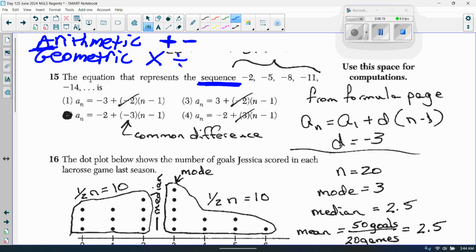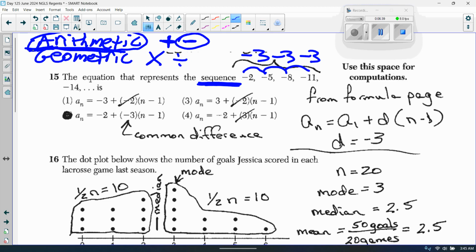So how do we get from -2 to -5? Well, you subtract 3. Well, how do you get from -5 to -8? -3. -8 to -11, -3. And if you really, really wanted to know, from -11 to -14 is also -3. So since we're subtracting, that tells us it's got to be arithmetic.